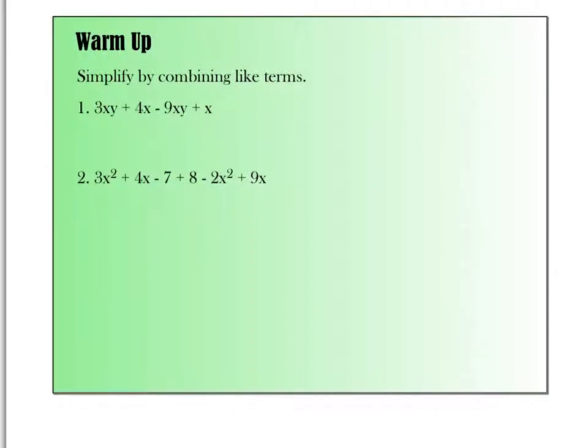Here is our warm-up for today. We're going to simplify by combining like terms. We've reviewed this already, so this should have been a pretty simple problem. Remember, like terms do have to have the same variable, and that variable or variables have to have the same exact exponent as well.